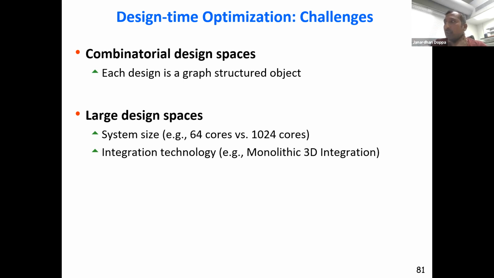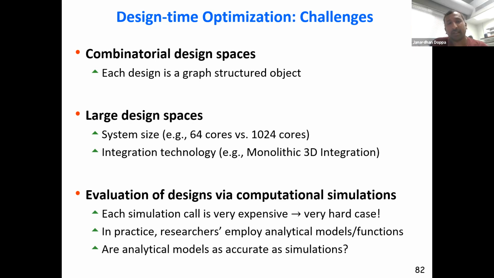Similarly, the design space could also grow in terms of what integration technology we are using. For example, if we are using monolithic 3D integration, the cores and the routers can be designed over multiple tiers, right? So that almost exponentially increases the space of designs. And like I mentioned before, the key challenge really is that the design evaluation requires expensive computational simulations.